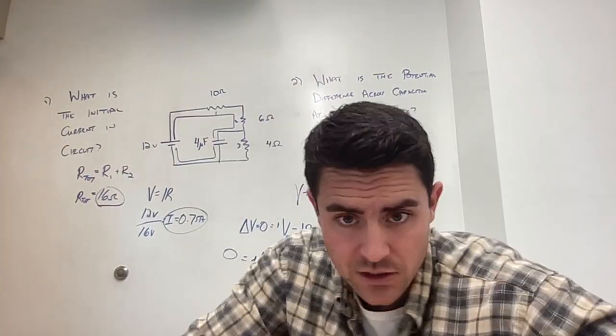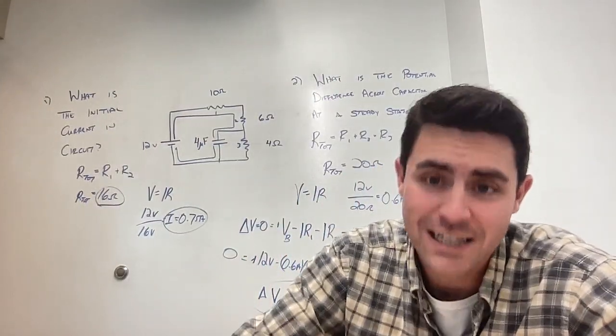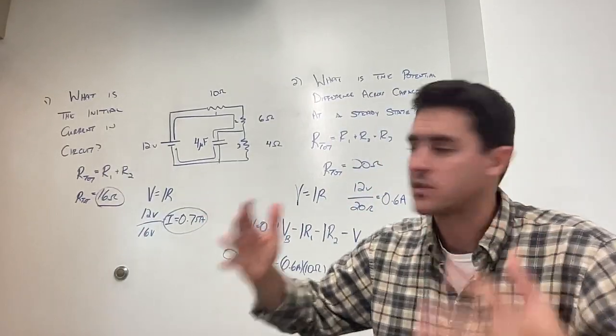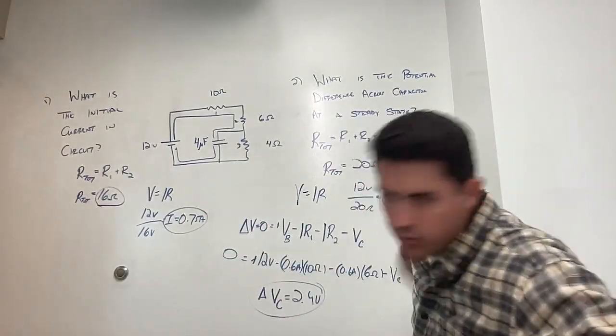Anytime I see voltage or potential difference, you need to think loop rule. It's right in front of you. It's so easy. You draw your loop, you write it out, you figure it out.